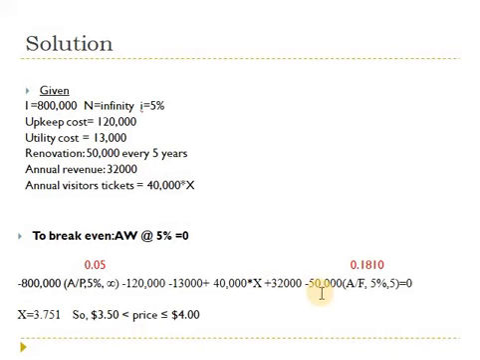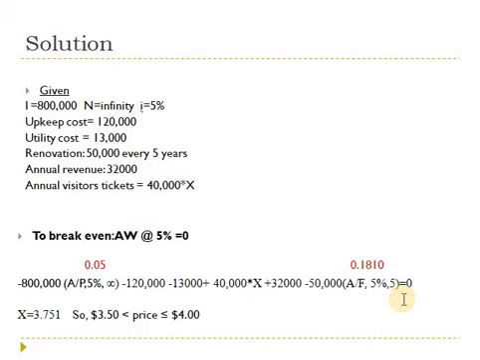Now this is a cost of renovation. This is the 50,000 happening every 5 years. So minus 50,000, this is F. So I'm going to multiply it by the factor A knowing F, 5%, 5, because it occurs every 5 years. I'm getting this value from the table, it's 0.1810.